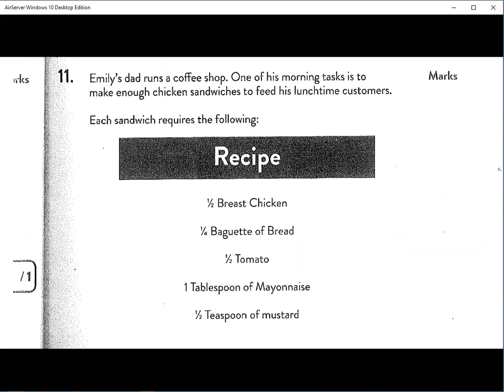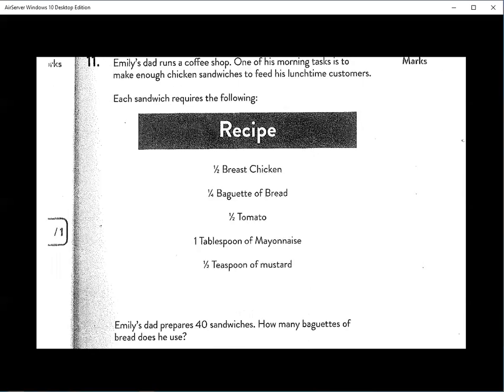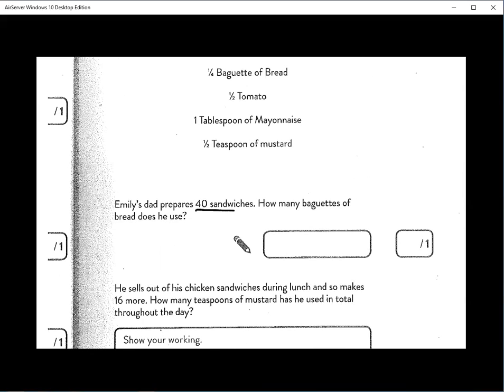Emily's dad runs a coffee shop. One of his morning tasks is to make enough chicken sandwiches to feed his lunchtime customers. Each sandwich requires the following: half a breast of chicken, 1/4 of a baguette of bread, 1/2 tomato, 1 tablespoon of mayonnaise, 1/2 teaspoon of mustard. Emily's dad prepares 40 sandwiches. How many baguettes of bread does he use?